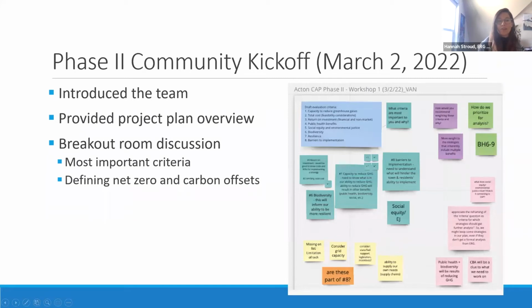So we started off on March 2nd with our community kickoff, where we provided a more detailed project plan overview than I just gave. And then we broke out into discussion rooms and really talked about that prioritization criteria, and then a little bit of how we could define net zero and talked about carbon offsets. So next slide, please.